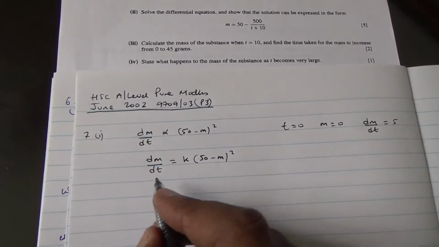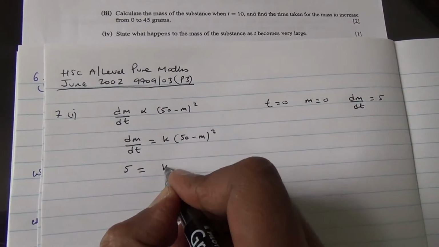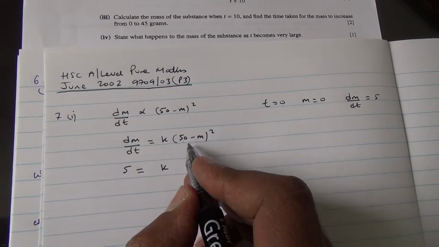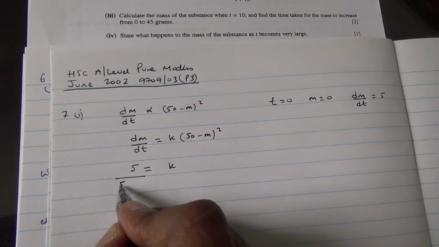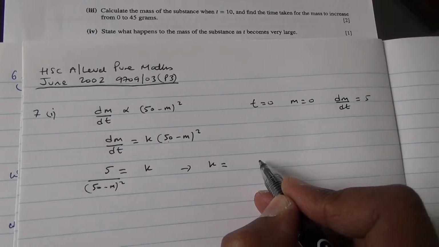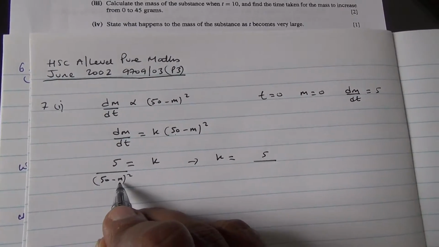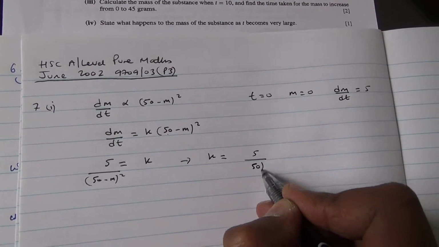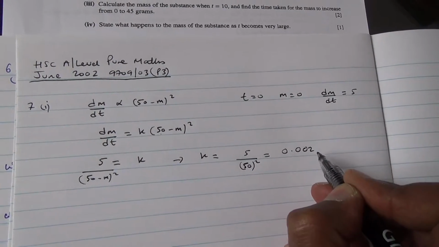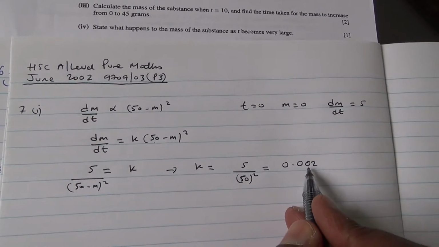So dm over dt is equal to 5. Here we are, 5 is equal to k times (50 minus m) squared. Divide by (50 minus m) squared. Therefore, k is equal to 5 divided by (50 minus 0) squared, since m is 0. So we have 50 squared. If you work that out on a calculator, you end up with 0.002. So therefore k is 0.002.